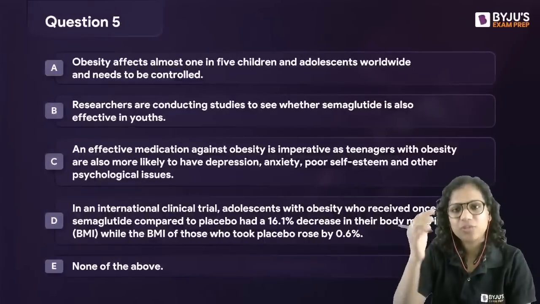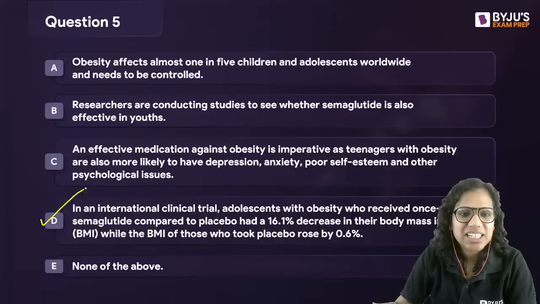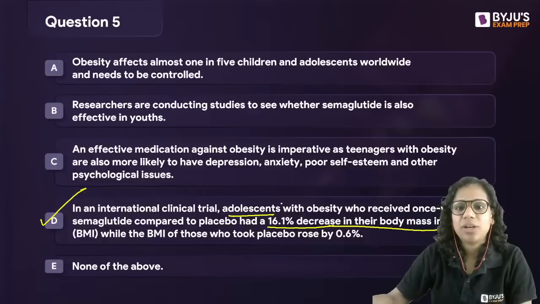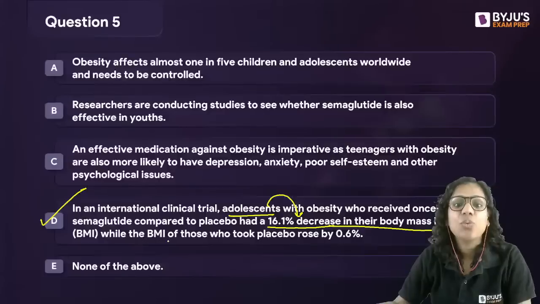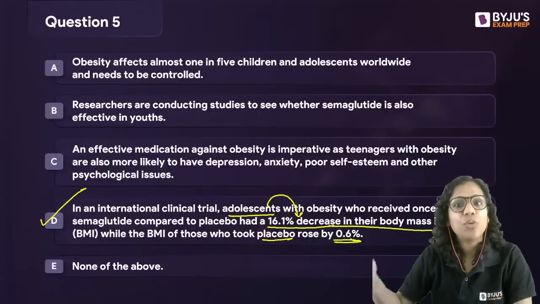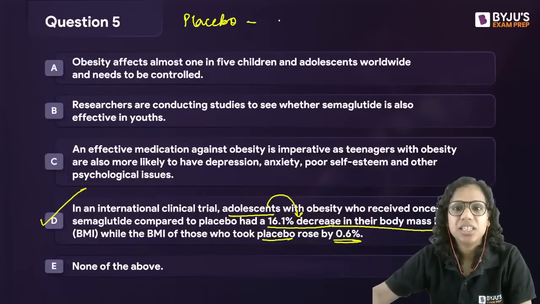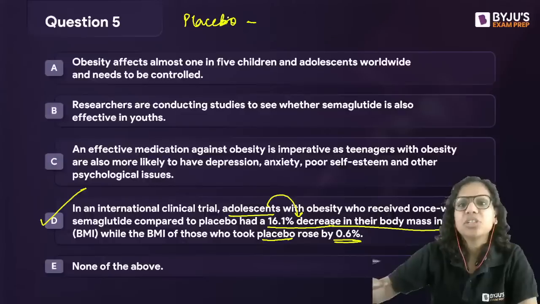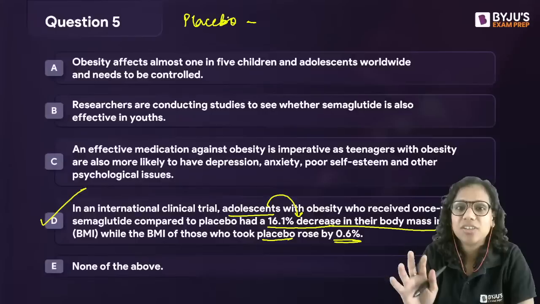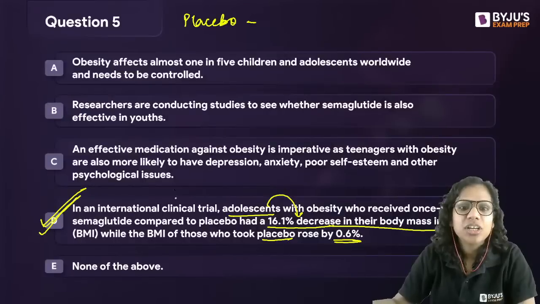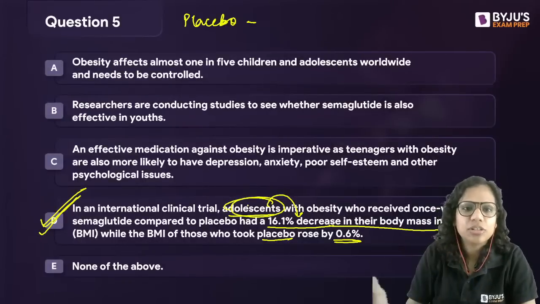So which statement does it? It is D. In an international clinical trial, adolescents with obesity who received once weekly semaglutide compared to placebo had a 16.1% decrease in their BMI. That means it worked for adolescents, while the BMI of those who took placebo rose by 0.6%. Placebo is a medicine that does not have any medicinal ingredient, but the person to whom it is administered is not told this. So this medicine is truly effective for adolescents, and that's why it supports my conclusion.